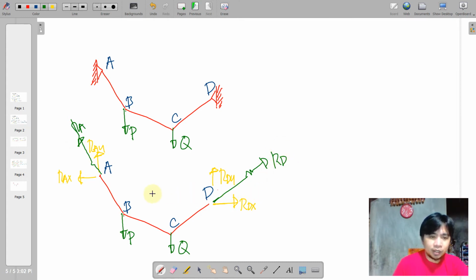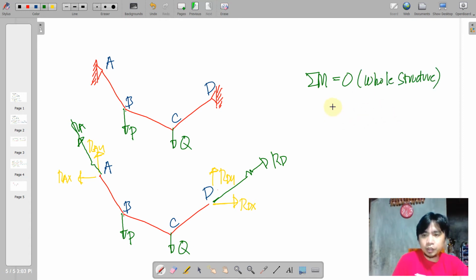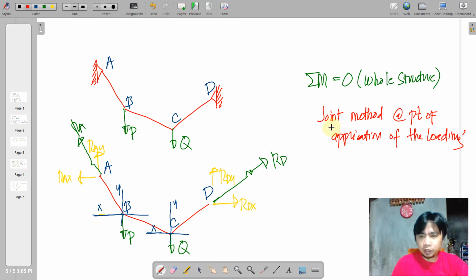And then we apply the moment equilibrium equation considering the whole structure, and then proceed to the joint method per joint on the points of application of the loading, say at point B and point C where Q is applied. So we note it in here: joint method at points of application of the loading. So this is just the treatment for a cable that is carrying a concentrated load.